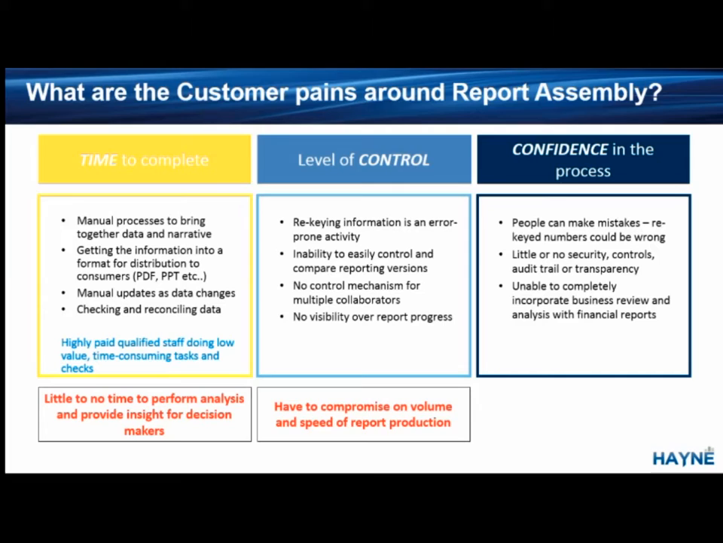The third pain that we really experience is confidence in the process. Because we're rekeying data, people can make mistakes. There's little or no security or control around the process, and audit trail or transparency are non-existent. And we're really unable to completely incorporate business review and analysis of financial reports. So we find it very difficult to get narrative and numbers together. And therefore we often find that confidence in the document can easily be lost if someone finds that there are problems with numbers.